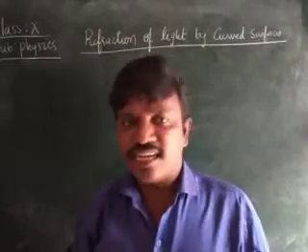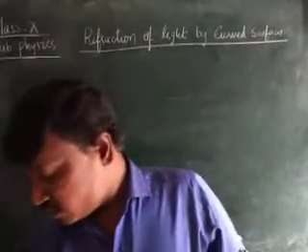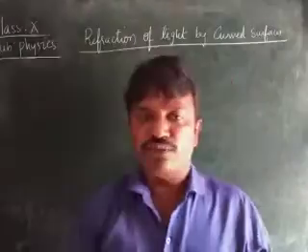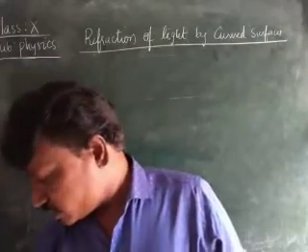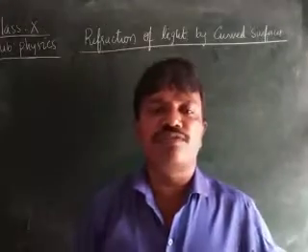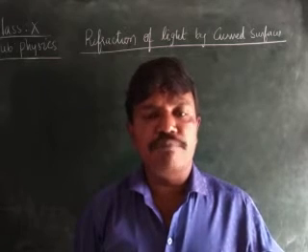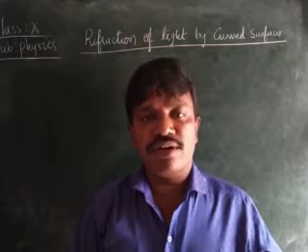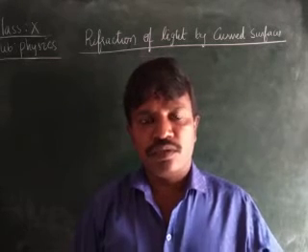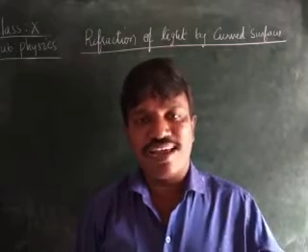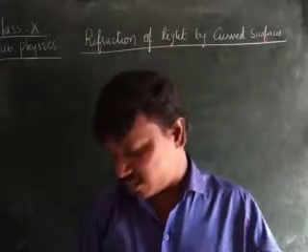In the last class, we learned about the different types of lenses, and in the same way, we learned the terms which were involved in the lenses. That is, optic center, center of curvature, radius of curvature, principal axis, focal point, and focal length.